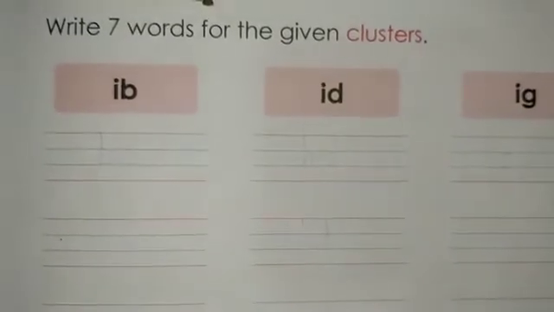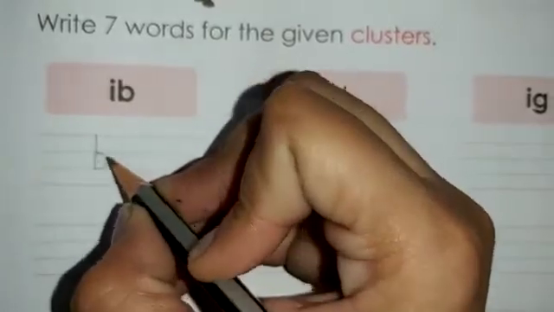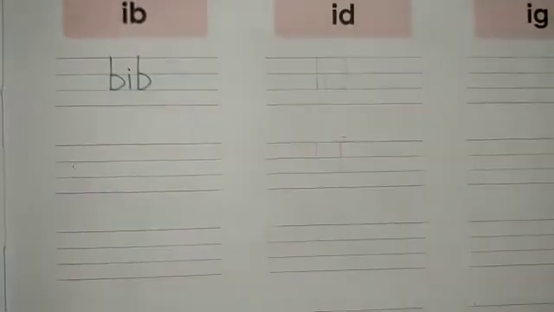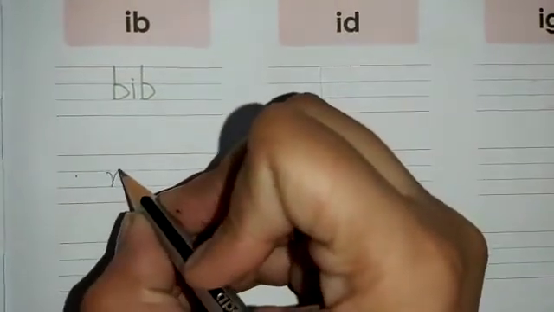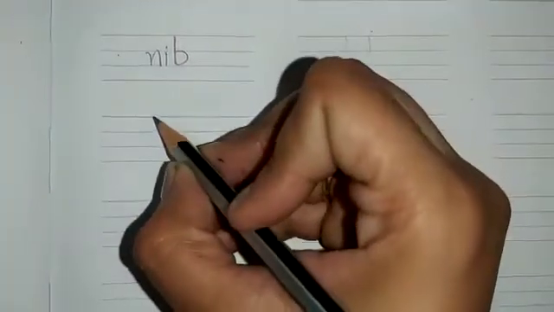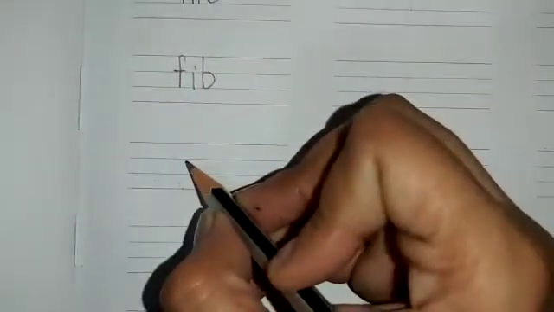Come on, tell me. Yes, the first word is bib. So we'll write it down. B-I-B, bib. Next word is nib. N-I-B, nib. Next word is fib. F-I-B, fib. Then next word is jib.